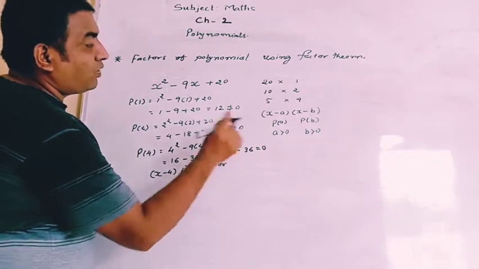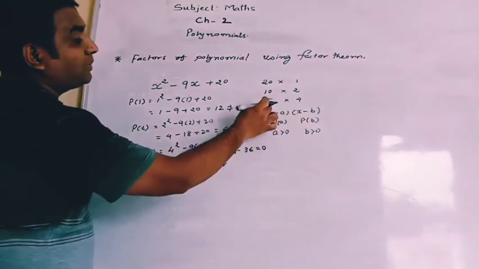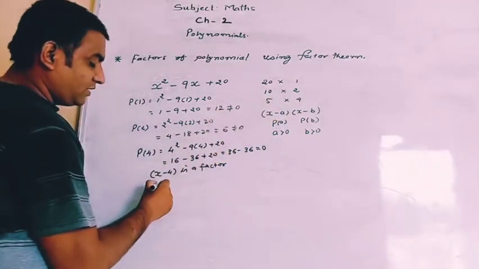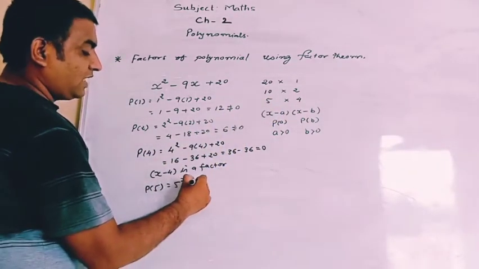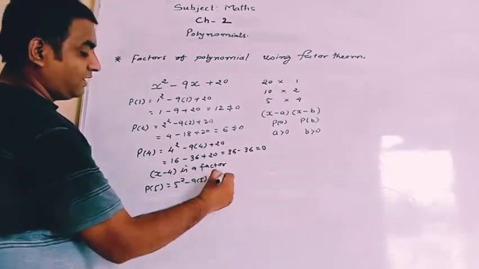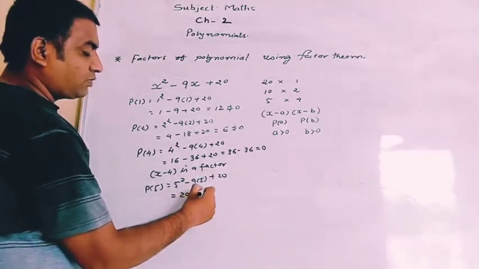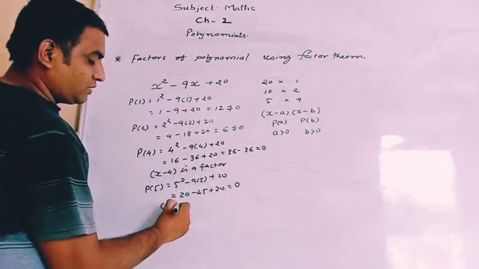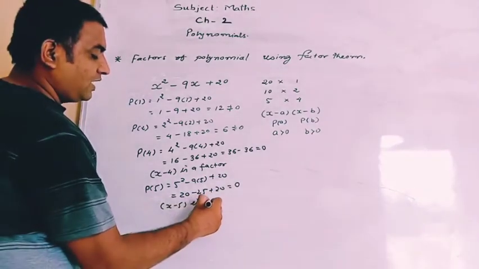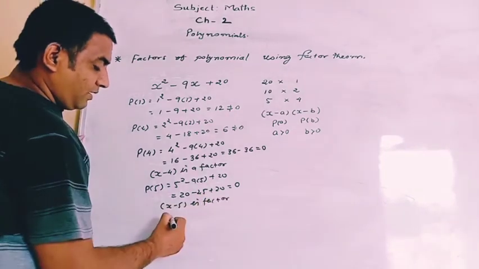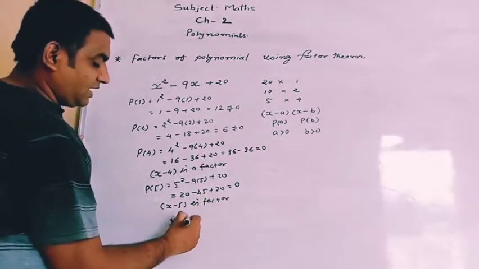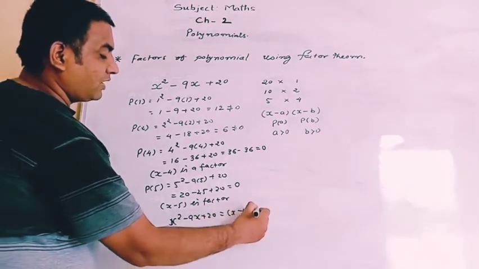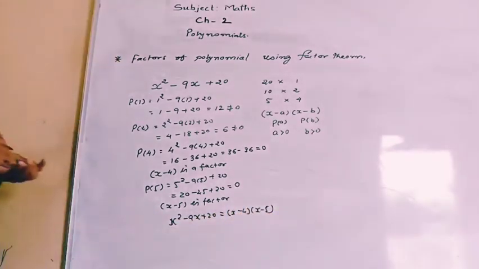Now x minus 4 we got as a factor. So another factor, with which 4 is multiplied to give 20, is 5. So P(5) we will check. Then 5 squared minus 9 into 5 plus 20. So you can see that 25 minus 45 plus 20, that is 45 minus 45, 0. So x minus 5 is a factor. And so we can write that x squared minus 9x plus 20 has two factors, x minus 4 and x minus 5.